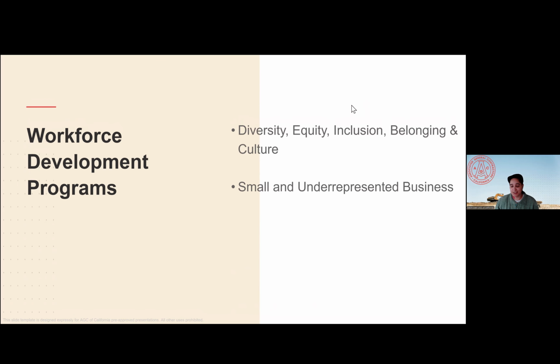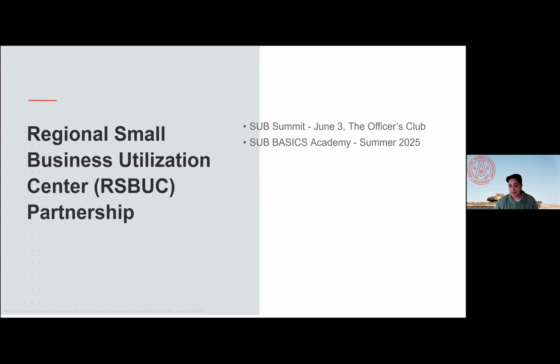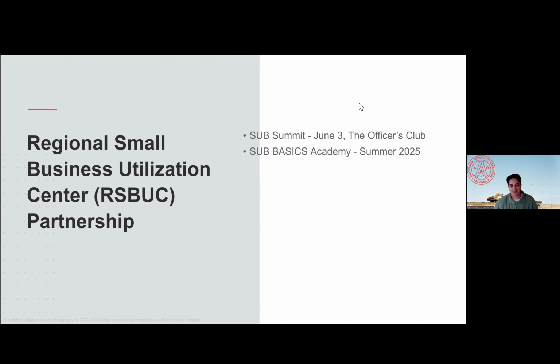And really quickly, I do want to touch on our exciting partnership. So for the next slide, under our partnership with the RSBUC, here are a couple things that will be coming in the next few months. So we have our in-person sub-summit on June 3rd at the Officers Club in Sacramento, as well as an 8-week sub-basics academy to help with capacity building and contract readiness. And that'll be, again, 8 weeks this summer. And more information on both of these will be sent to y'all from our partners over at RSBUC or ourselves. So if you have any questions, please do reach out. And that's it for me.